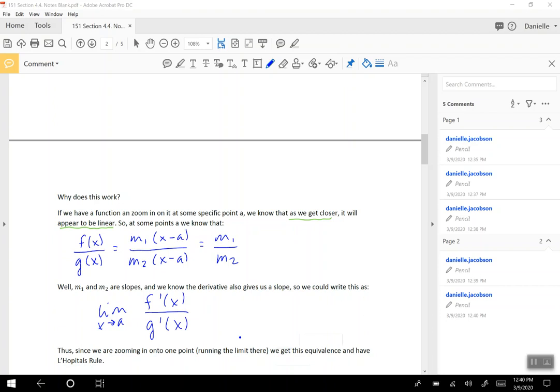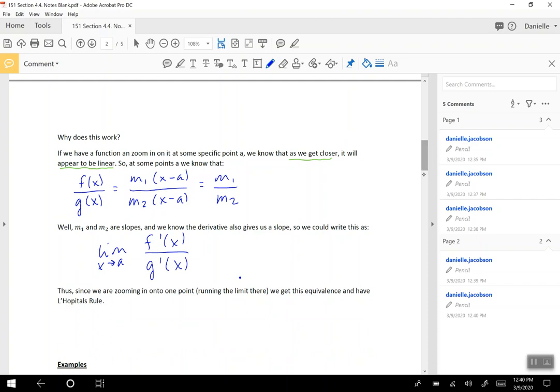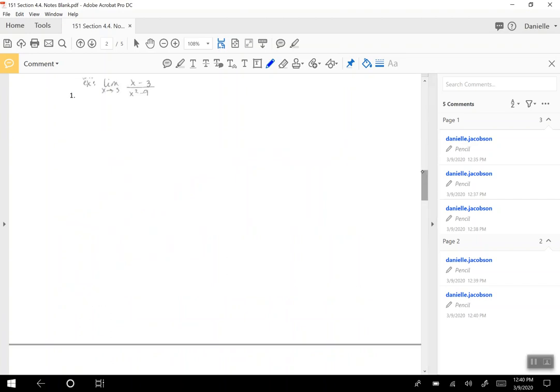All right, so now that I've gone through the reasoning, I want to run through several examples. And I'm going to scroll down. Okay, so first example, let's say we have the limit as x goes to 3 of x minus 3 over x squared minus 9. Right, the first thing I suggest doing is just trying to run the limit. There's no need to go to extra measures if you can just run it. But notice if you run the 3 through, we do get indeterminate form. So this is definitely an indeterminate form.